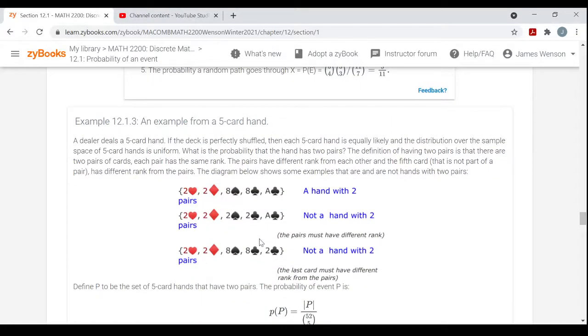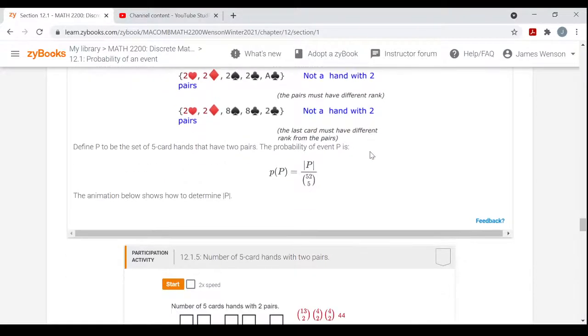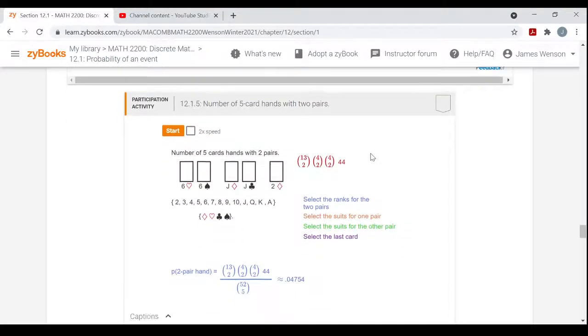Another example with 5-card hands. If we're talking uniform, again, most of these examples will be for uniform distributions where every single possible outcome is equally likely. So I'll end up using this formula where you count the number of outcomes in the event, and then divide by the total number of possible outcomes, or the size of the sample space. So again, I'll let you read this. It's all the same principle, and we're applying counting rules.